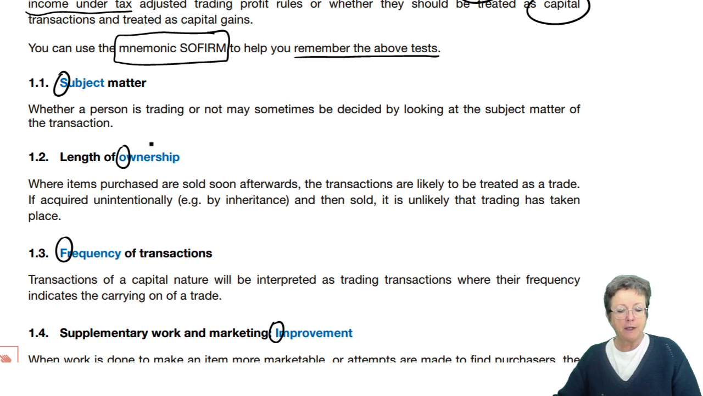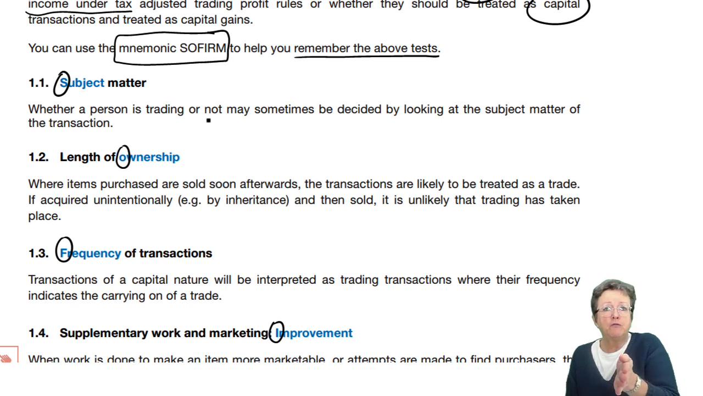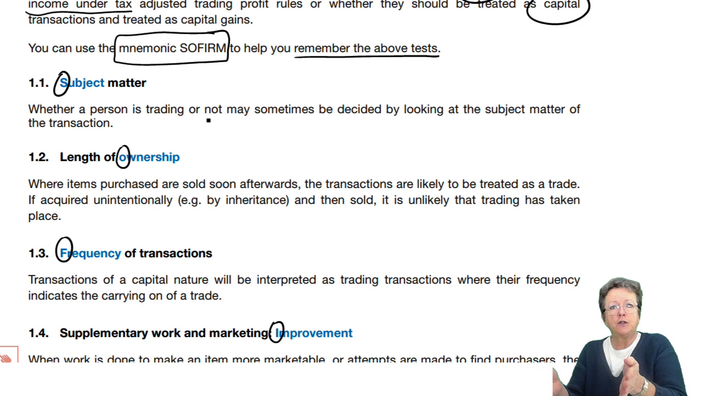So subject matter. We need to look at what it is that the person is selling or trading. As I said, you won't have to decide whether it's one or the other, just be subjective. So this is the rule. We need to look at the subject matter. Read the question. What is the subject matter in the question? Put it next to your answer.